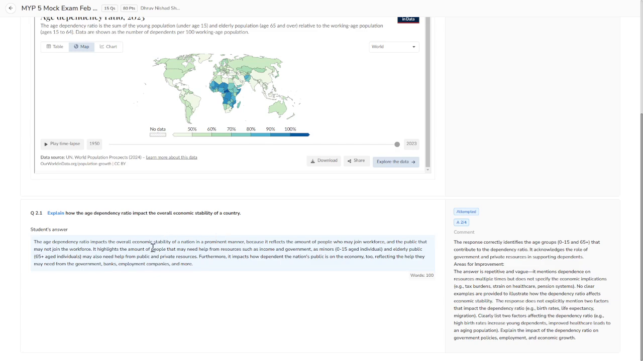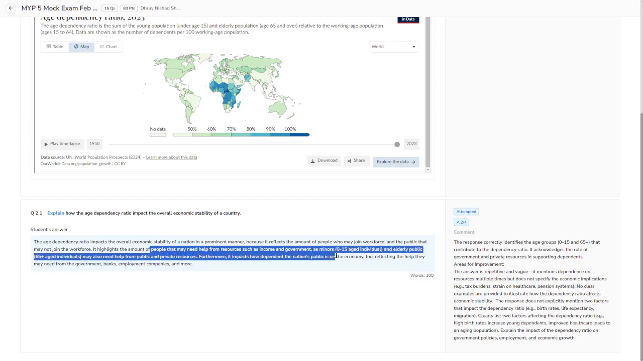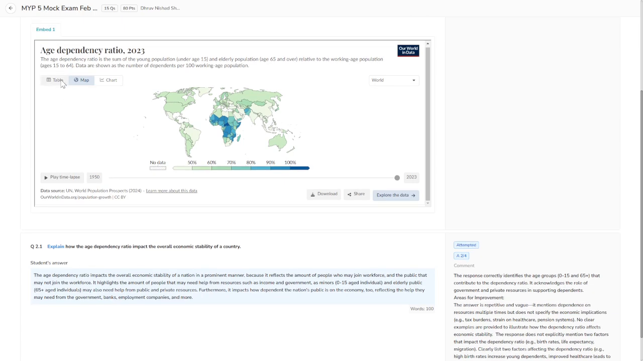It highlights the number of people that may need help from resources such as income and government, as minors, 0 to 15 age individuals, and the elderly public, which is 65-plus aged individuals, may also need help from public and private resources. Furthermore, it impacts how dependent the nation's public is on the economy, reflecting the help they may need from the government, banks, employment companies, and more.